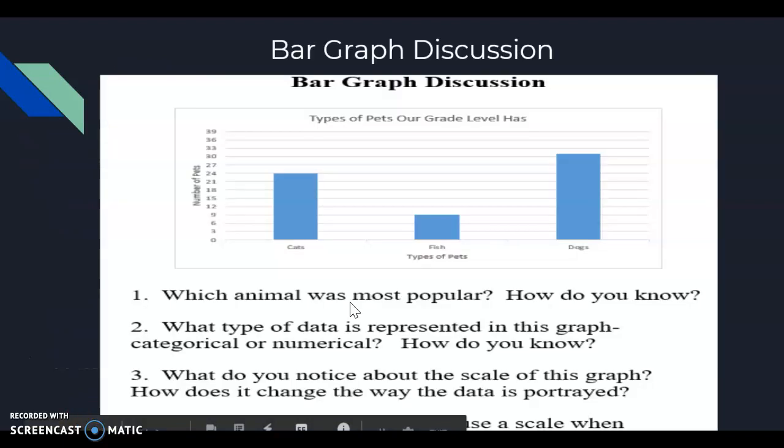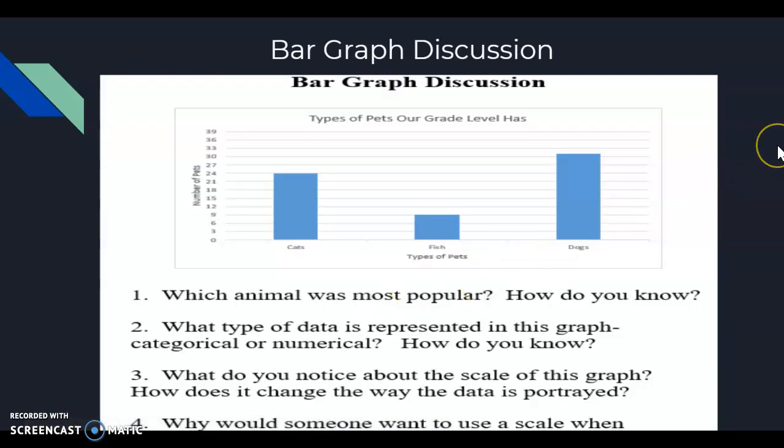All right, our next slide, bar graph discussion. Now, for this one, we got a bar graph at the top right there, and it says types of pets our grade level has. And if you go down here, you'll see cats, fish, and dogs, and they're labeled as types of pets. And on this side over here, it shows number of pets. You start with a number of 0 at the bottom, it goes all the way up to 39.